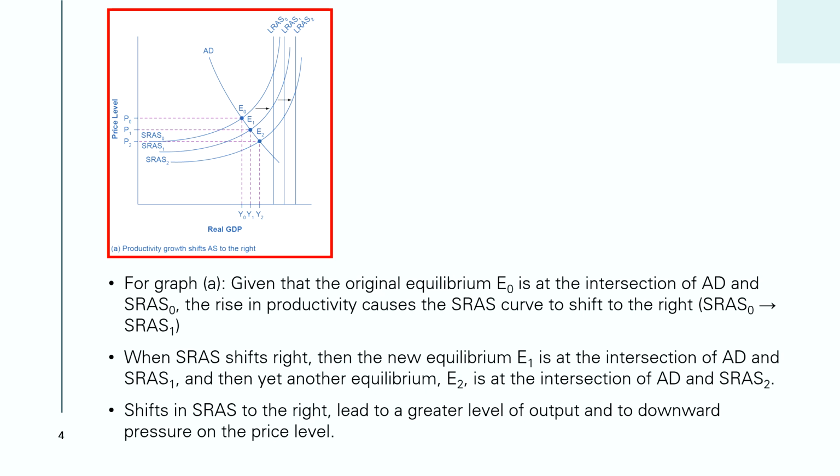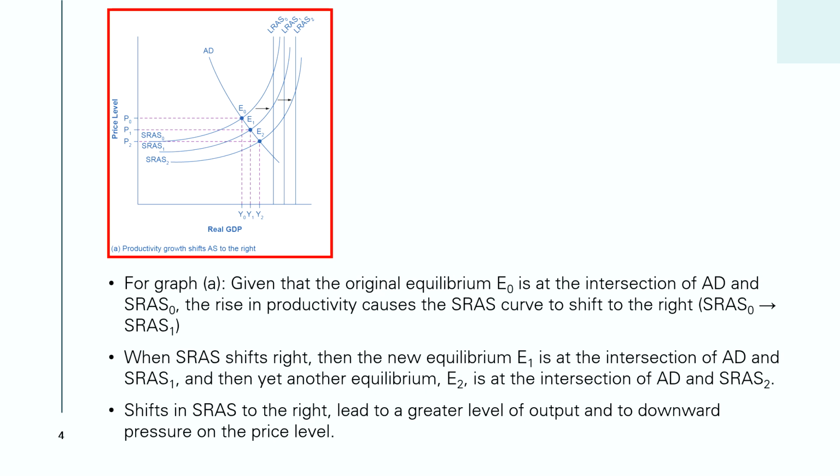In the graph, we begin at the original equilibrium where the aggregate demand curve intersects short-run aggregate supply curve 0. When productivity rises, firms are able to produce more output using the same inputs. So the short-run aggregate supply curve shifts to the right, first from SRAS 0 to SRAS 1, and then from SRAS 1 to SRAS 2.